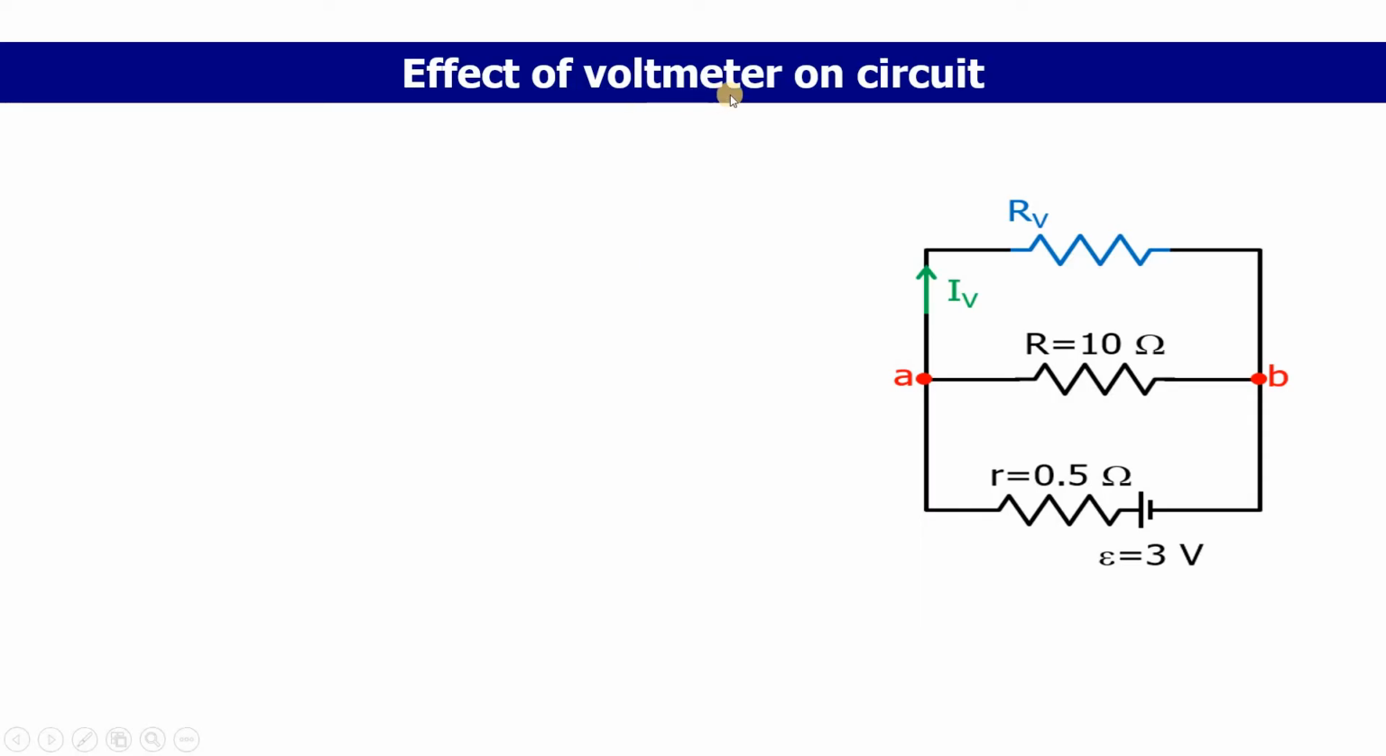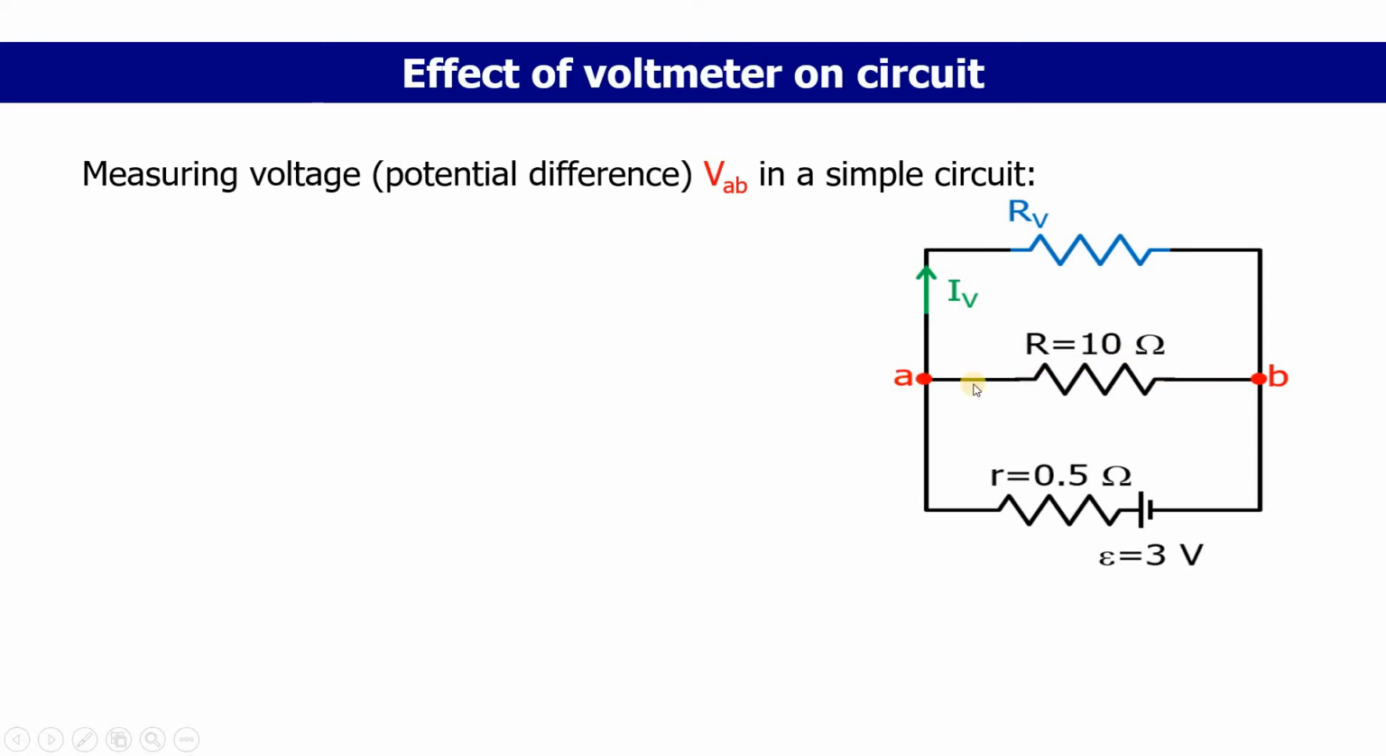Let's see the effect of a voltmeter on a circuit. This is our previous circuit. So 0.5 ohm is the internal resistance of this battery and 10 ohms is the load. Now we are calculating the voltage across these 10 ohms. Then we connect one voltmeter here. The voltmeter resistance is RV. We are measuring the voltage drop or potential difference between the A and B terminals.